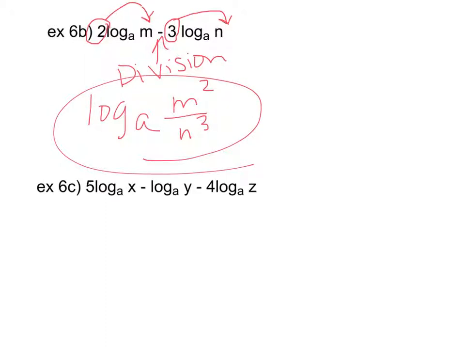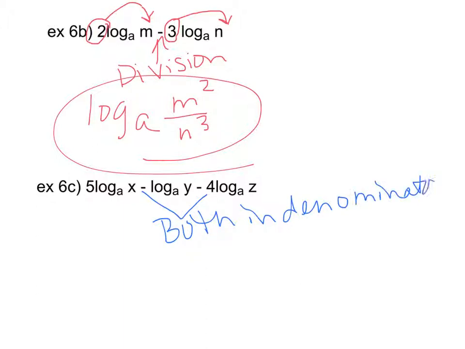Okay, now check this out. I have 2 minus signs in this problem. Now, what did we say on one of those last problems when you have 2 minus signs? What does that mean? Yep, both are in the denominator. That does not mean that you have 2 divisions on that. Just means that both of those things are in the denominator.